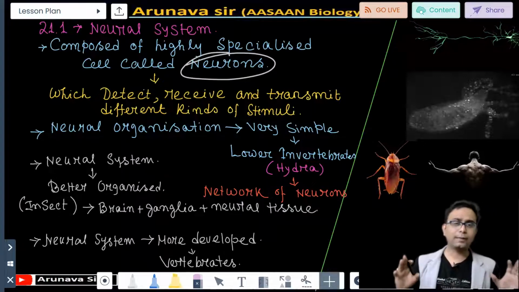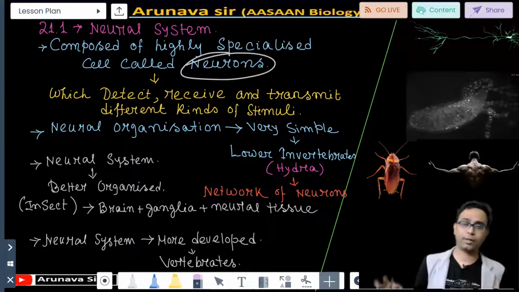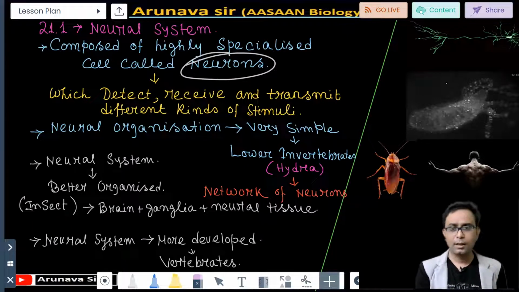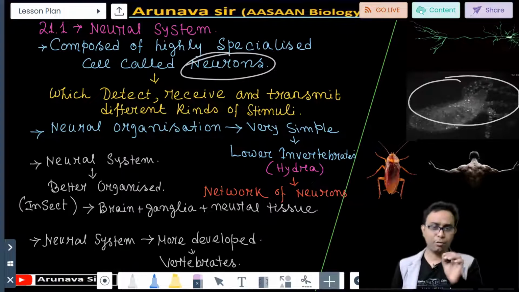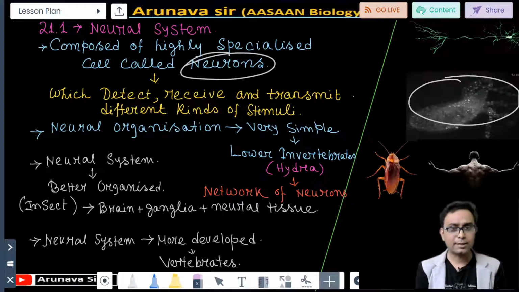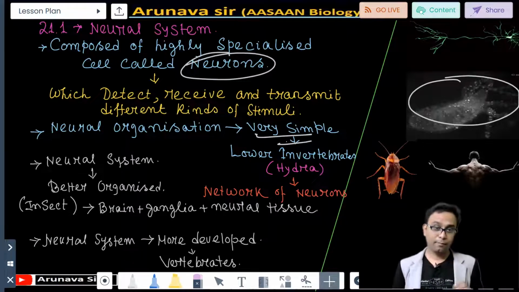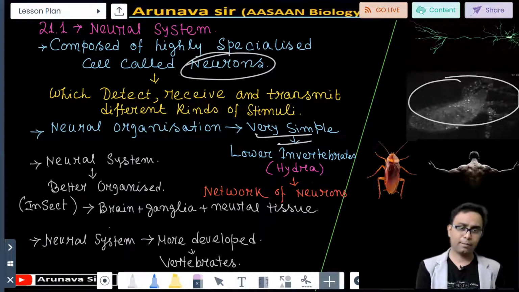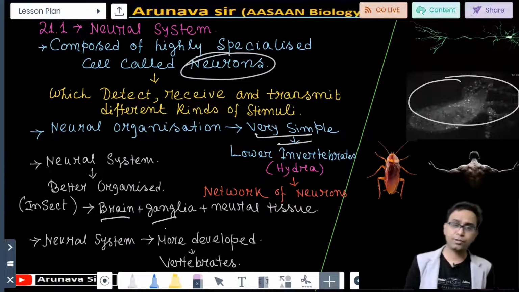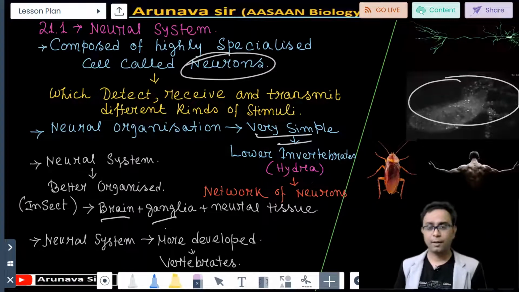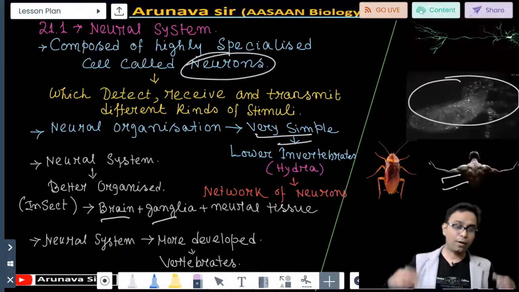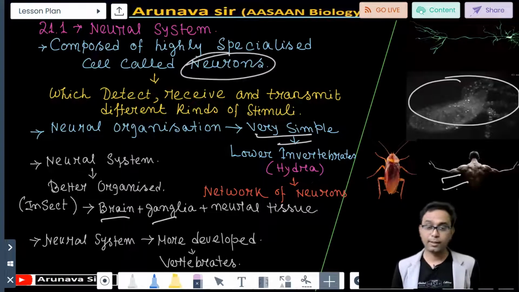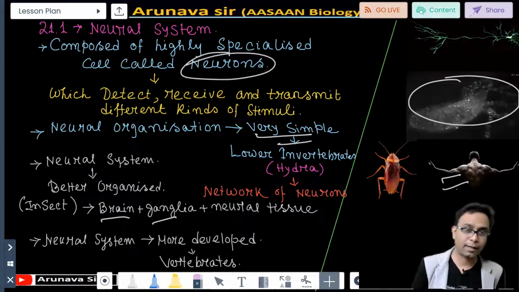The neural system or nervous system is not similar in all organisms. If you consider lower invertebrates like hydra, their neural system is very simple in nature. But better organized nervous system you can observe in insects. In insects, the brain, ganglia and some neural tissue work together as the nervous system. But in the human body, our nervous system is so developed, and all vertebrates have a developed type of nervous system.